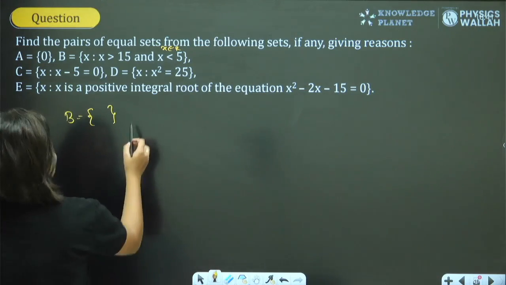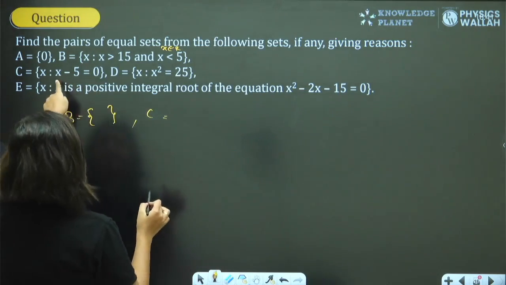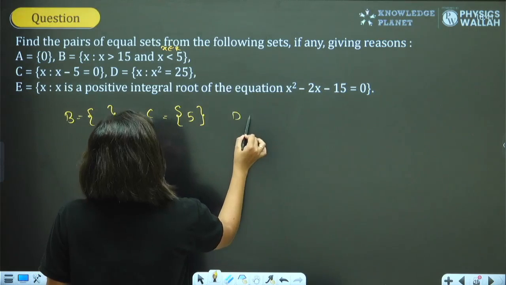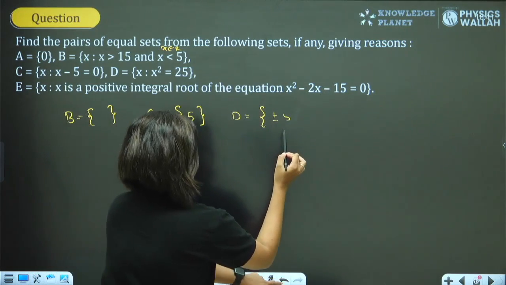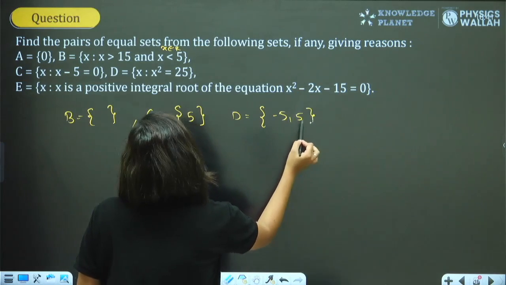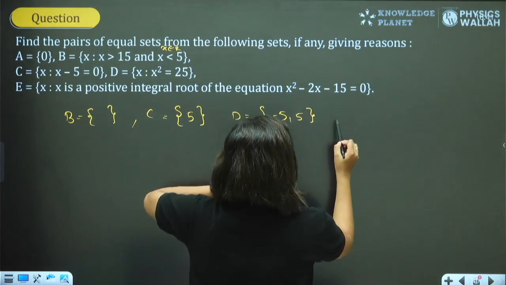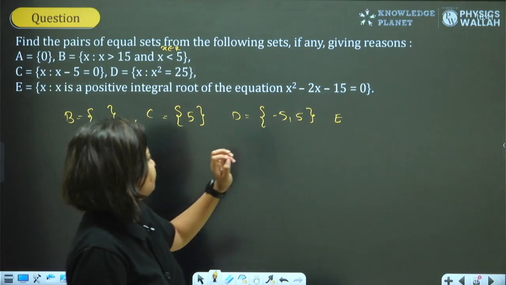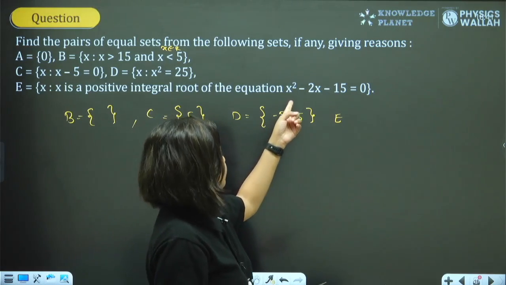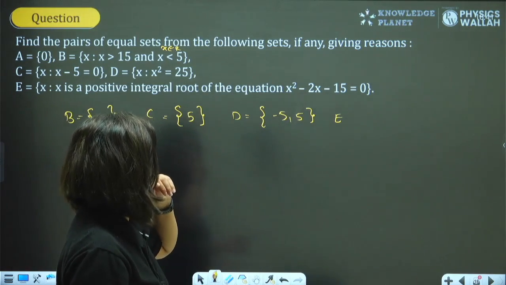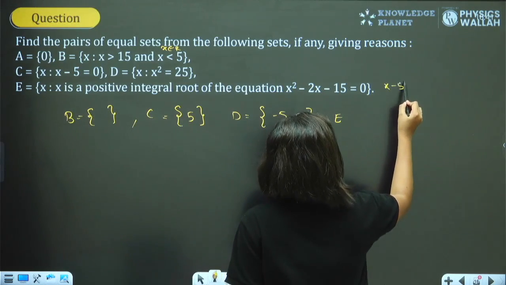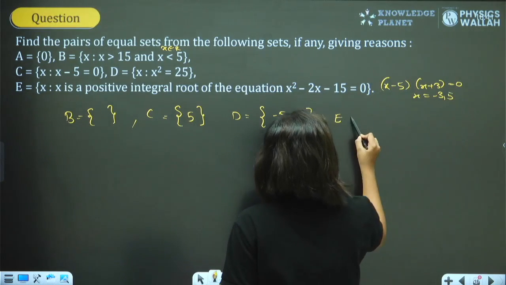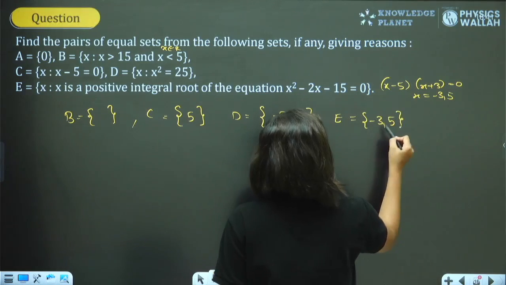It's empty. C: x minus 5 is 0. Once again, they have not mentioned what x is. Still, it's only 5. D: x square is 25. It can be plus minus 5, or let's separate and write minus 5 and plus 5. E: x is a positive integral root of this equation. If you solve this equation, what is the value of x that you are getting? x minus 5, x plus 3 equal to 0. That means x equal to minus 3 comma 5. So E set has two elements, minus 3 and 5.